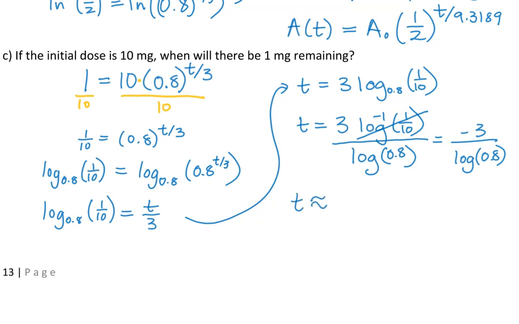And I got roughly 30.9566. And that again will be hours. So to go from 10 milligrams down to 1 milligram, we need just about 31 hours. All right, so same setup as we did when we started exponential, but we now have the tools to solve algebraically.